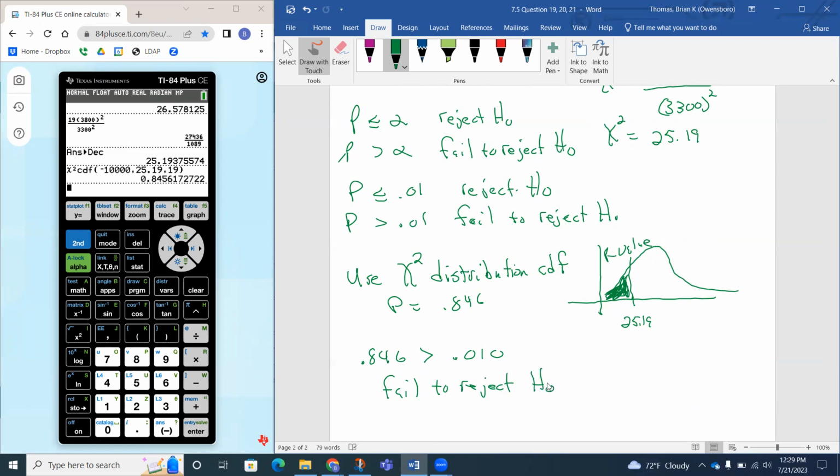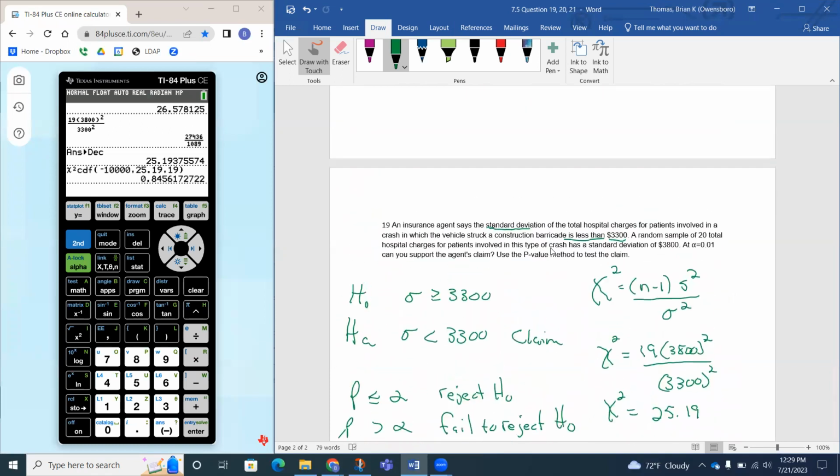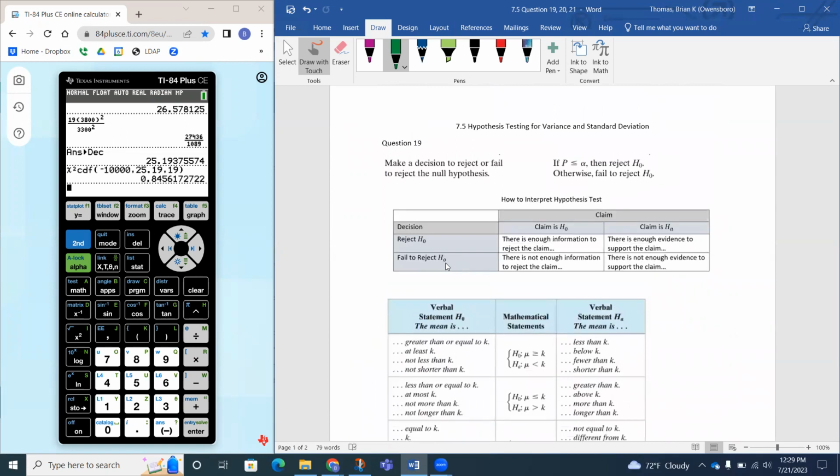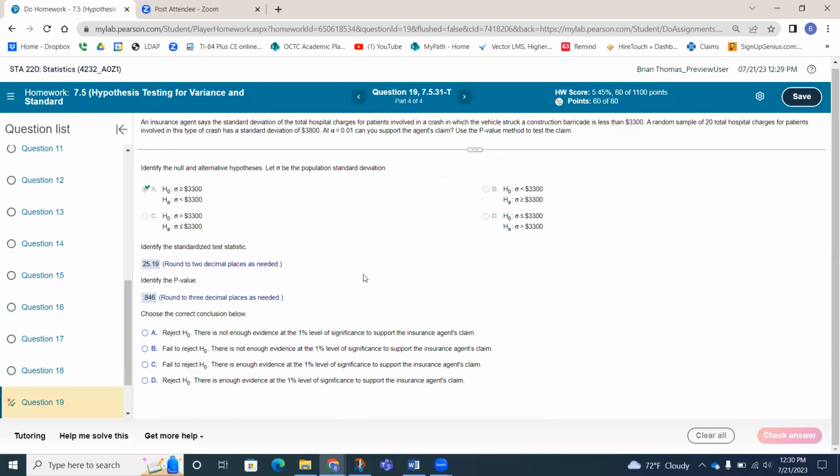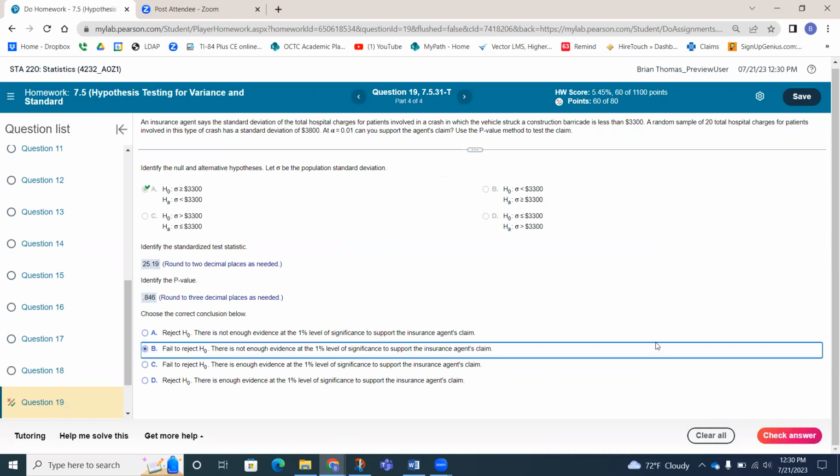If we fail to reject H0, notice that our claim is actually the alternative hypothesis. So if we go back up to our interpretation, if we fail to reject H0 and our claim is the alternative hypothesis, there's not enough evidence to support the claim. So going to my question, since it's greater than 0.01, we're going to fail to reject H0. And there's not enough evidence at 1% to support the agent's claim, since the claim was actually the alternative hypothesis.